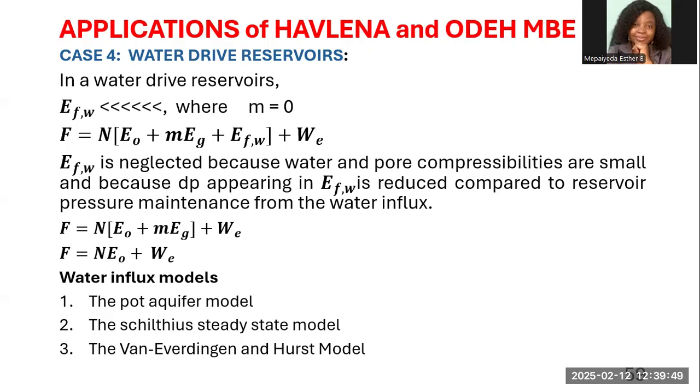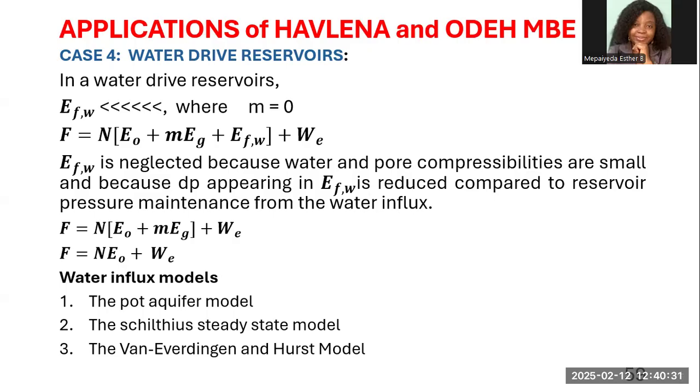WE stays because it is not a volumetric reservoir. It is a hydraulic reservoir. And our M, EG also goes because M is 0. No case of gas or gas cap in this case. As you go on in your reservoir journey, you're going to be learning these water influx models. I'll probably also do some videos in this respect in order to explain the Pot aquifer model, the Schilthuis steady state model, and the Van Everdingen and Hurst model. All very interesting models in your reservoir journey.